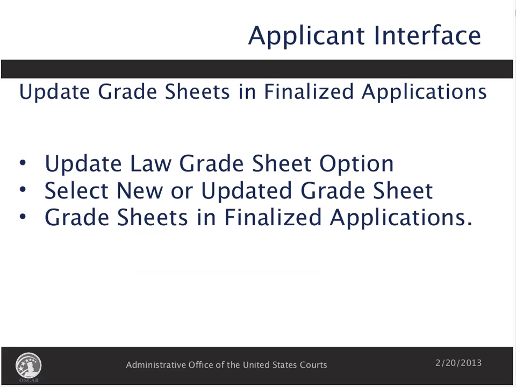OSCAR version 7 is also going to allow applicants to update their law grade sheets that are attached to finalized applications. Applicants will have a new Update Grade Sheet button, and that will be available in their clerkship application and their staff attorney application tab. They can select a new or updated grade sheet to attach to their application. The grade sheets are going to be the only documents they can update on their finalized application.